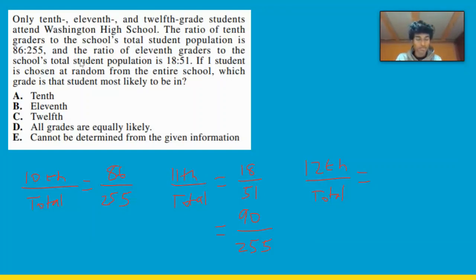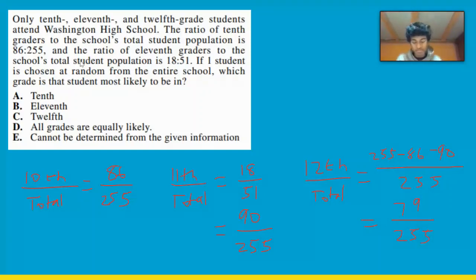So how many are 12th graders? Well, just the remaining number of students will be 12th graders, right? So 12th will just be the total minus the 10th graders minus the 11th graders, over total number of students. This is equal to 79 over 255.